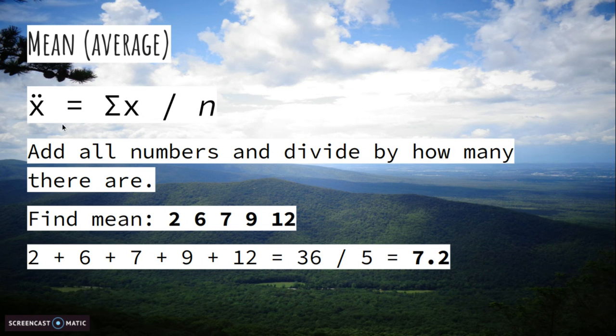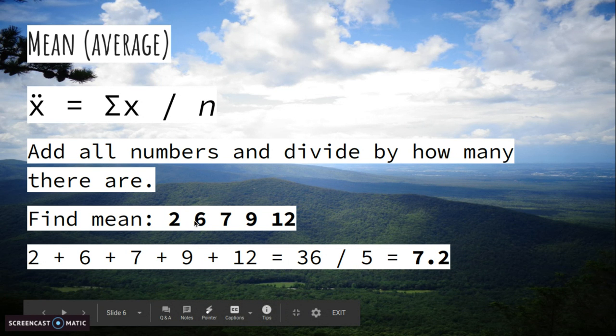In this case, I just used x-diaeresis because I could type that on my keyboard using the international keyboard and the quotation mark key. It equals, you see that? That means the sum, the Greek letter sigma, of x, the numbers that there are, divided by how many there are, n. Here's how you would do it: 2, 6, 7, 9, 12. You add all those and get 36. Divide by how many there are: 1, 2, 3, 4, 5. That equals 7.2.